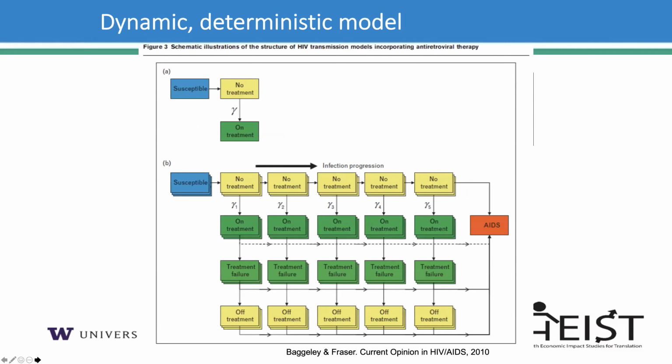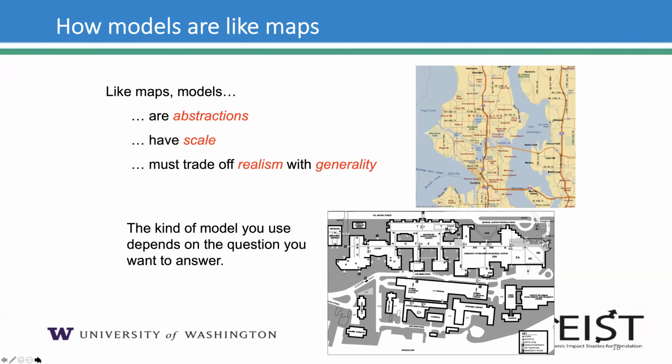So this is what you would often see in a paper for an HIV infectious disease model, where susceptible individuals acquire HIV and they either go on to treatment or are not treated, and the treatment either succeeds or fails. So you can see this building on the tree concept that you heard about in the first presentation. But if there's no treatment or people come off treatment, you can go on to develop AIDS in this HIV model. So you can think about models like maps.